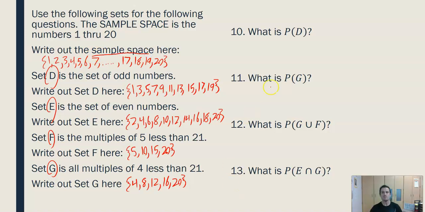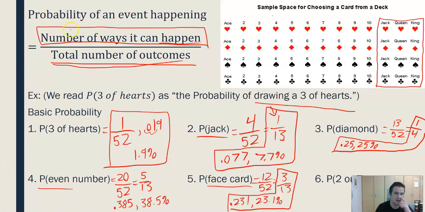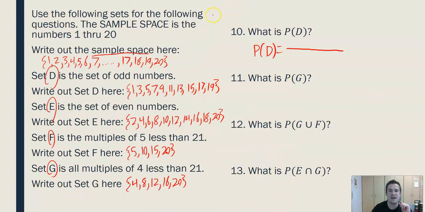Okay. So this says, what is P of D? Or what is the probability of D? Again, the probability of an event happening is the number of ways it can happen divided by the total number of possible outcomes. So basically I'm saying if I have a big tub with the numbers 1 through 20 in there, because that's my sample space, what is the probability that I draw an odd number?